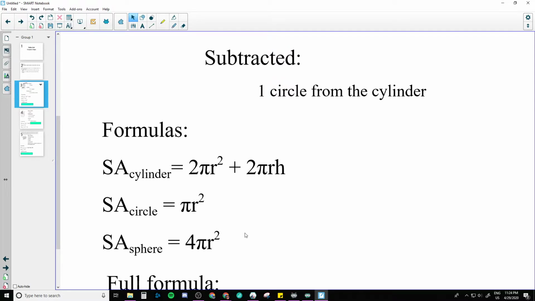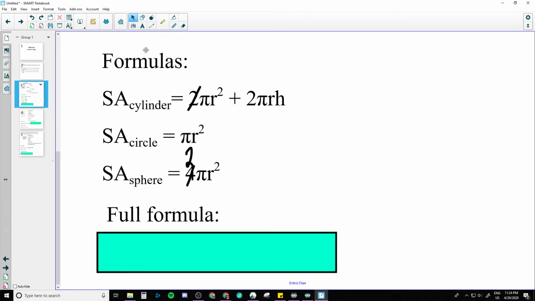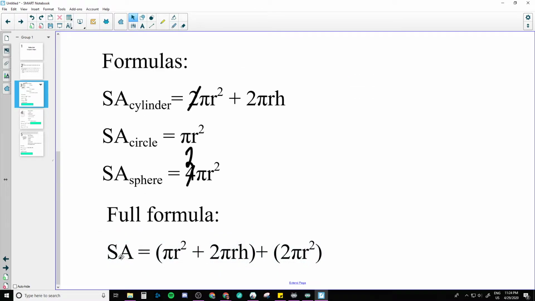So when we take a look at this, we know we're going to need only one of these because we're going to subtract one of this, and we're going to add half of this. So instead of 4 pi r squared, it's going to be 2 pi r squared. Okay, so when we scroll down here to look at our full formula, it's surface area equals pi r squared plus 2 pi r h plus 2 pi r squared, where this represents the half of the sphere, this represents the one circle on the cylinder that we do have, and this represents the exterior ring around the cylinder.